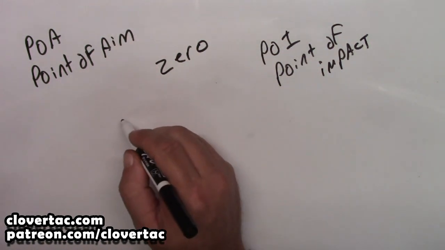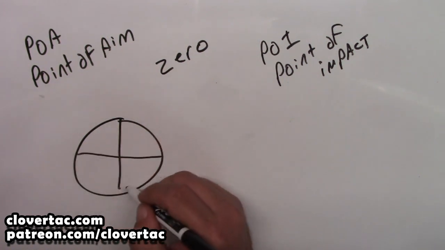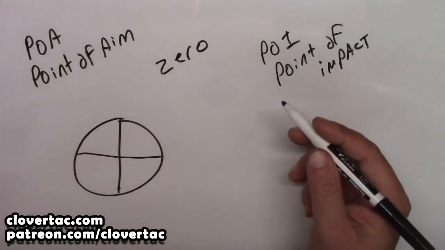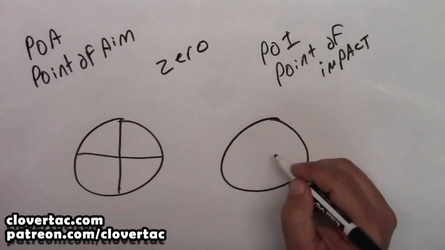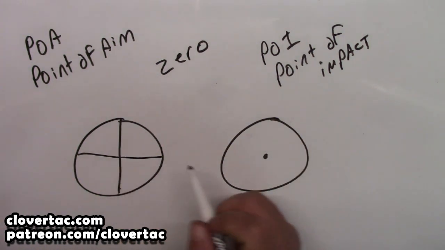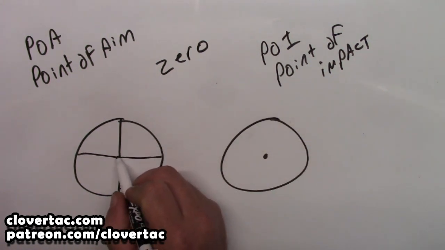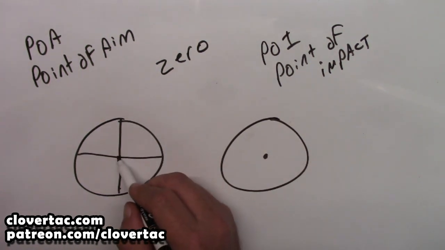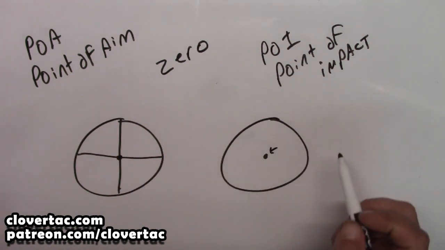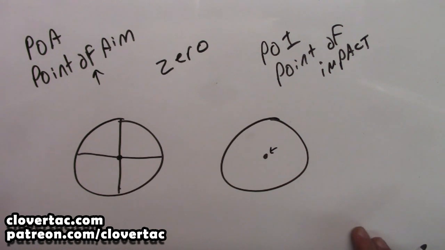So imagine, if you will, looking through a scope, or looking through a red dot. The point inside that scope or red dot, which is typically going to be where the crosshairs meet, or the dot itself, is your point of aim.